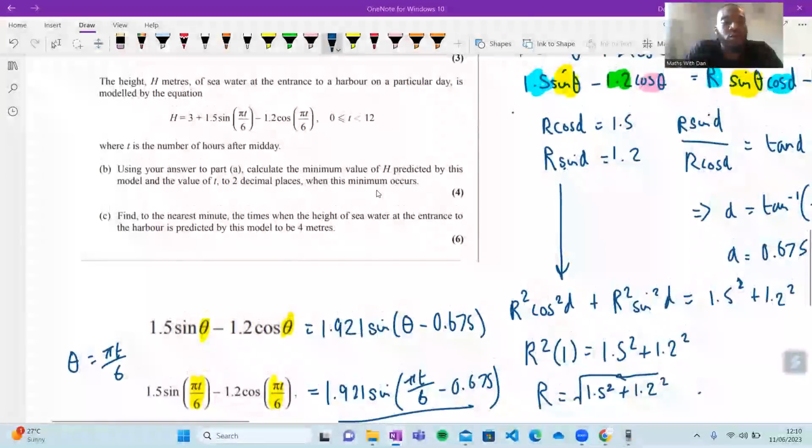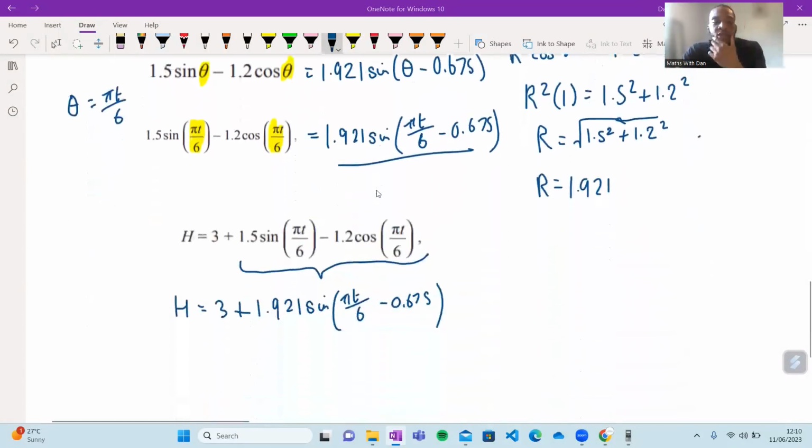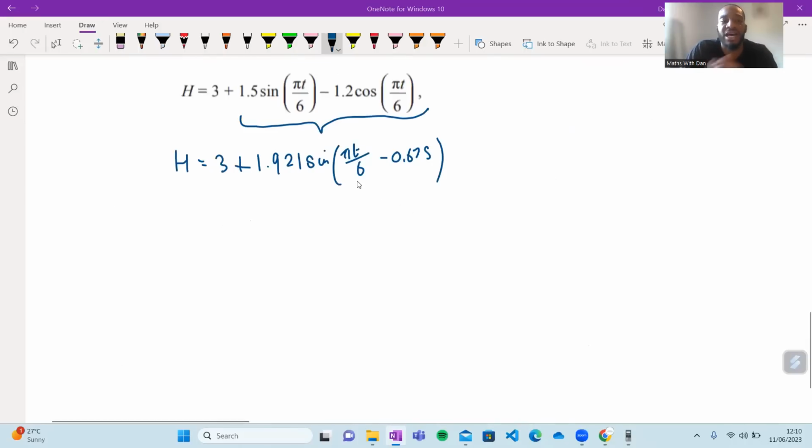Now the question says, using your answer to part A, calculate the minimum value of H predicted by this model. That's the first part. And we need to find the value of T when this minimum occurs. Okay, so now I have this here. I need the minimum of this, right? H min. Now, when we see minimum in A-level maths, straight away your head can go to differentiate, make equal to 0, blah, blah, blah, so on and so forth. But when you're doing this type of question in particular, there's no need for that. They don't want you to do that.